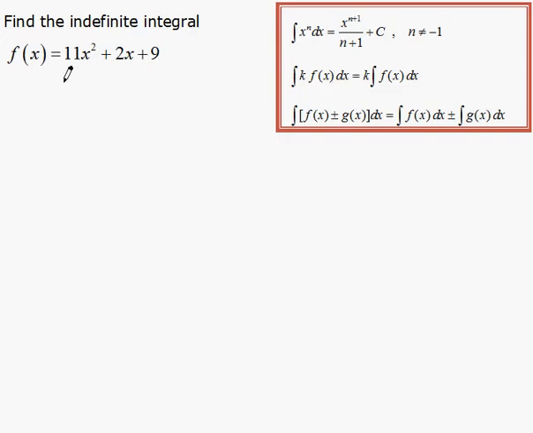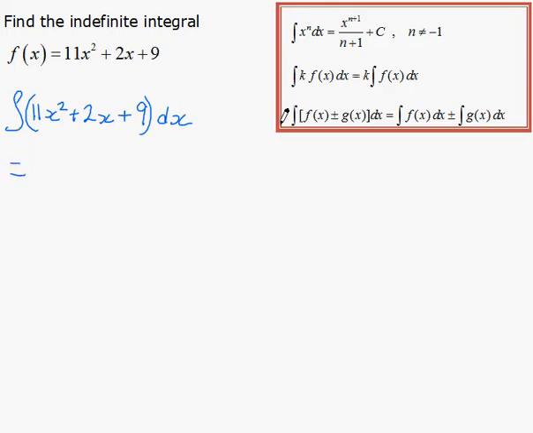In the next example here, we're going to have to use all three rules since we have the sum of three separate functions, and using rule 3 we can treat it that way. So we'll start by writing it as an integration, and notice when we do this we have to include the dx with each term rather than just at the end. So to do that, we can enclose it in brackets.